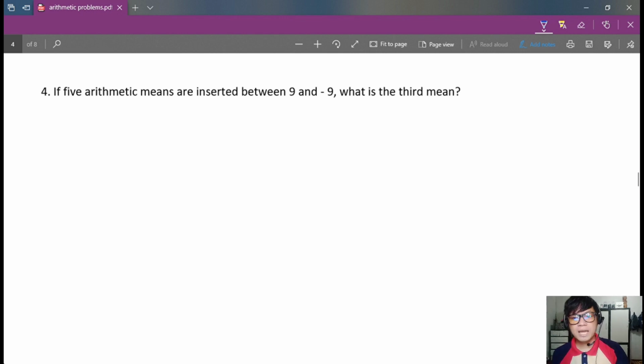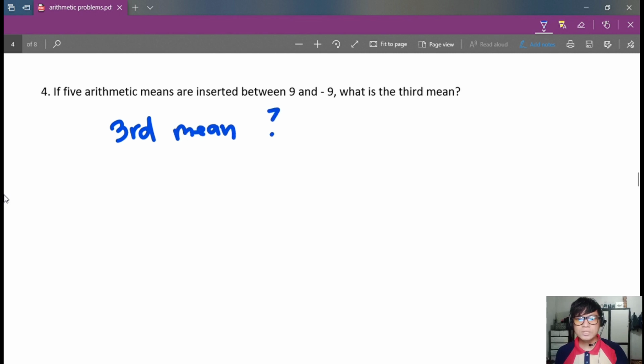So, illustrate natin para mas maintindihan natin. Ang hinahanap is yung third mean. Not actually the third term, but the third mean. We're looking for the third mean.